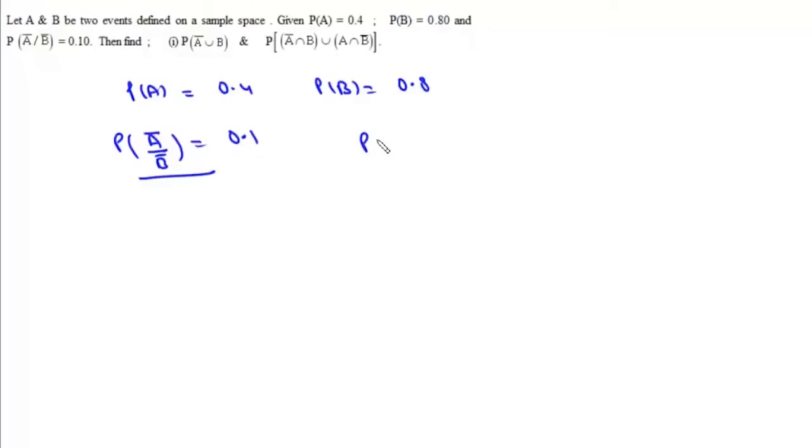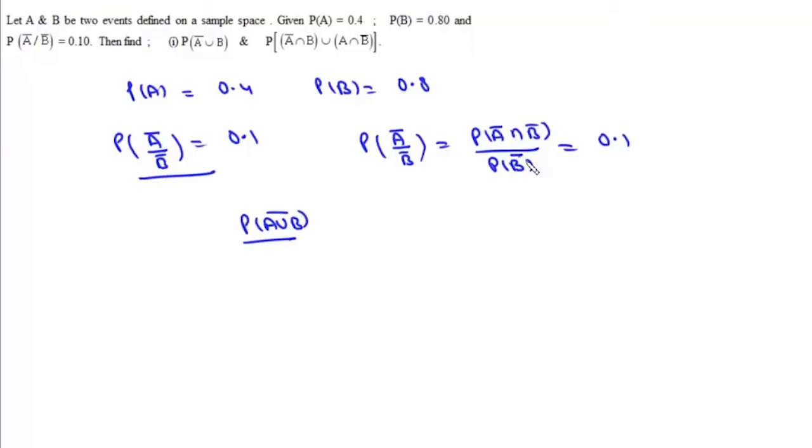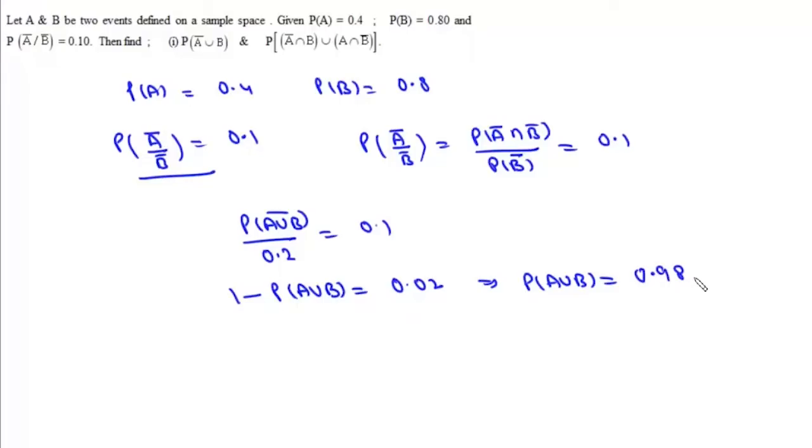Now for this we can write probability of A naught upon B naught will be equal to probability of A naught intersection B naught upon probability of B naught, and this value is 0.1. Now probability of A naught intersection B naught will be probability of A union B naught upon probability of B naught, and probability of B naught is 0.2. So we can write 1 minus probability of A union B will be equal to 0.02, or probability of A union B is simply 0.98.